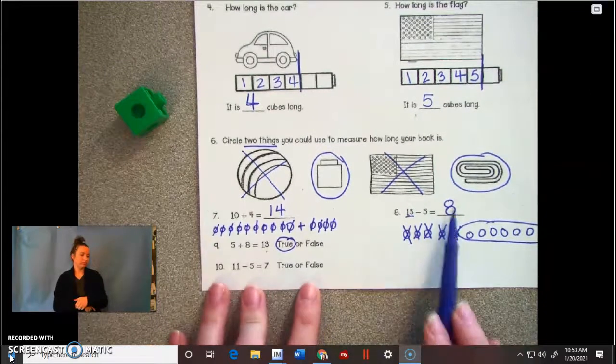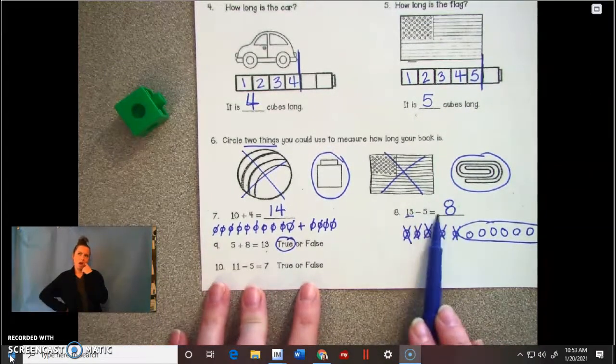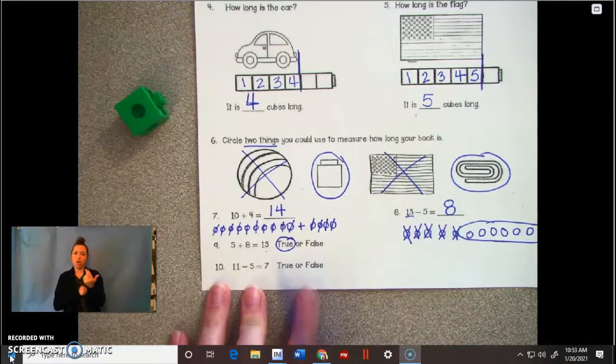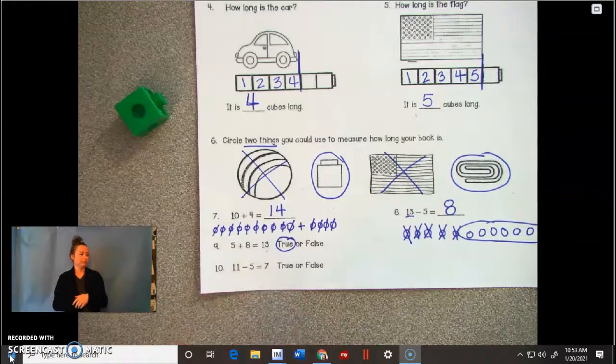You may have noticed that over here we had 13 take away 5 equals 8. So if we add 8 and 5, we get 13, just like over here. They're called a fact family, and we'll talk more about those later.